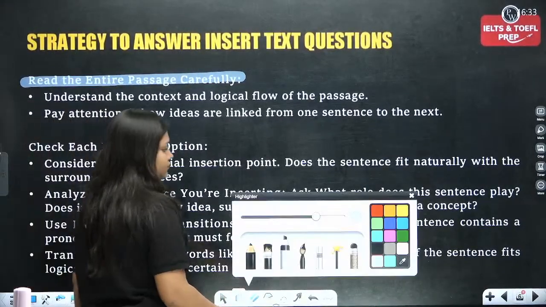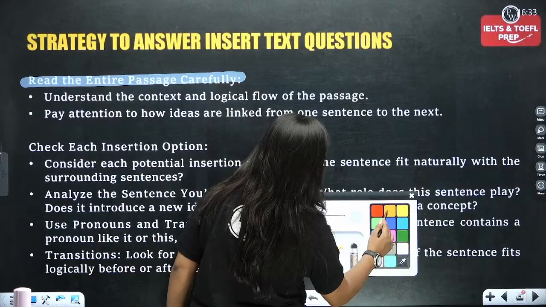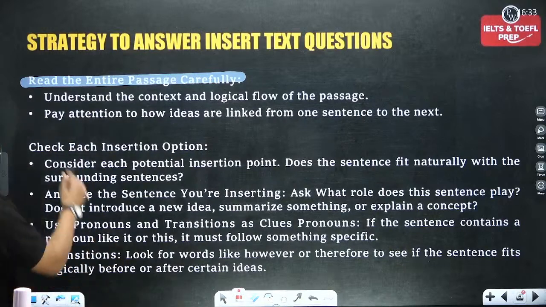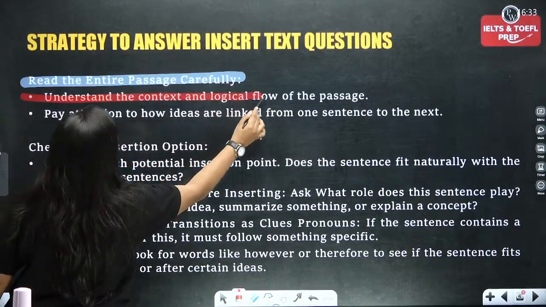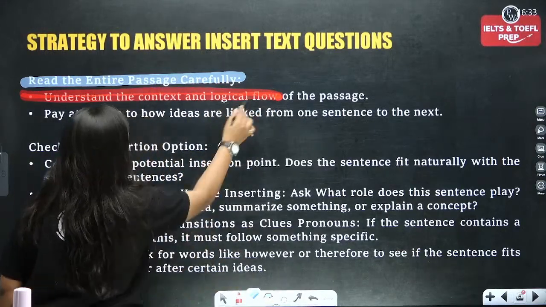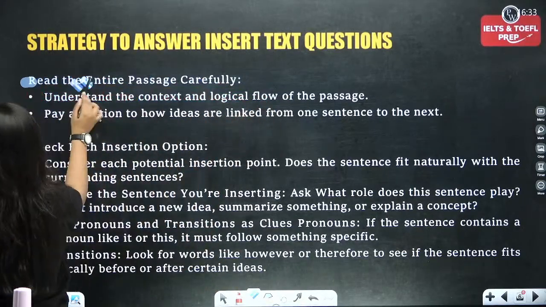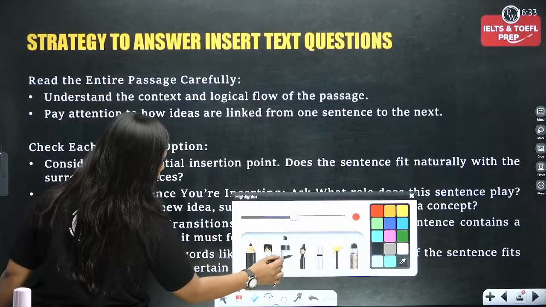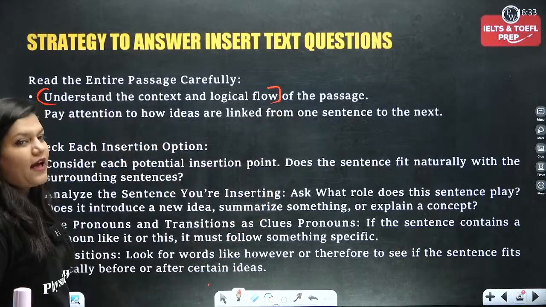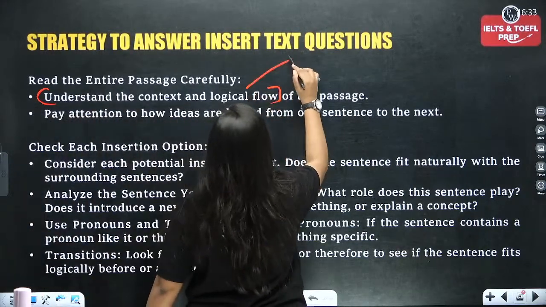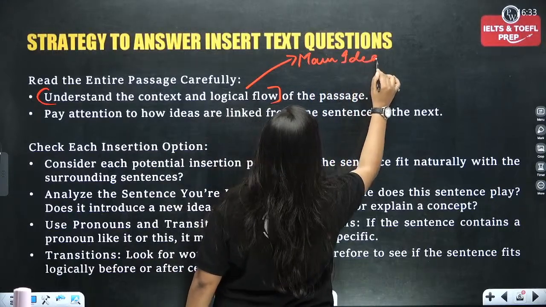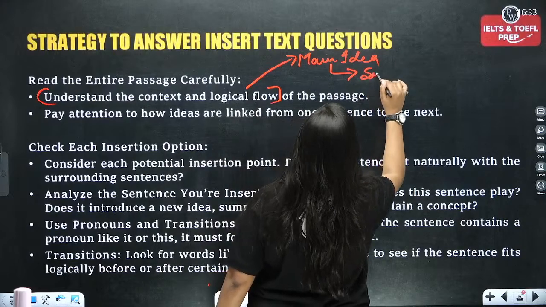Now, first one is understand the context and logical flow. Understand what? Understand the context and logical flow of the passage. What is the meaning of context? You can understand the main idea and supporting idea.